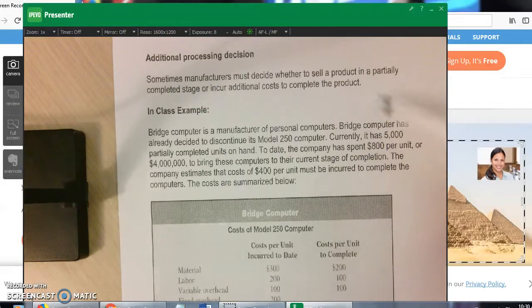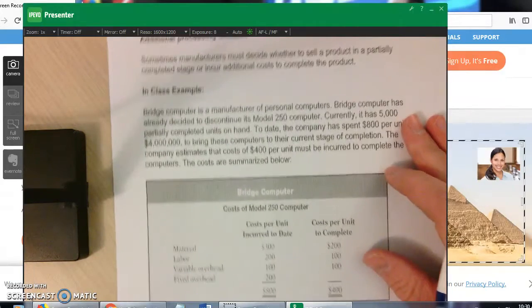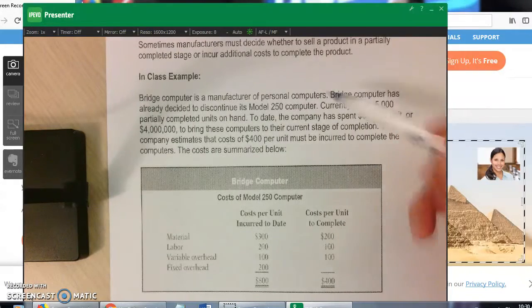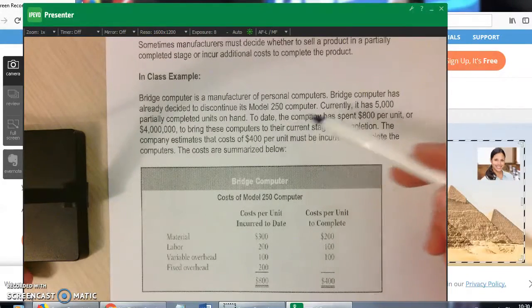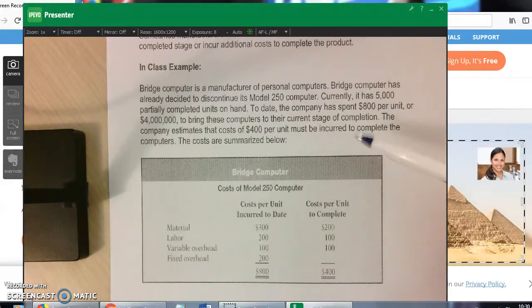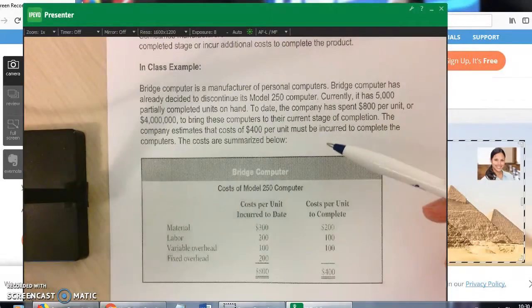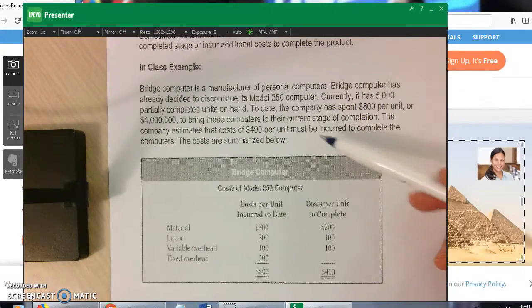Sometimes the manufacturer needs to decide whether to sell a product in a partially completed stage or incur additional costs to complete the product. When we look over here, it says Bridge Computer makes personal computers. Bridge has already decided to discontinue its Model 250 computer. Currently, it has 5,000 partially completed units on hand. And to date, the company has spent $800 per unit, or $4 million, to bring these computers to their current stage of completion.